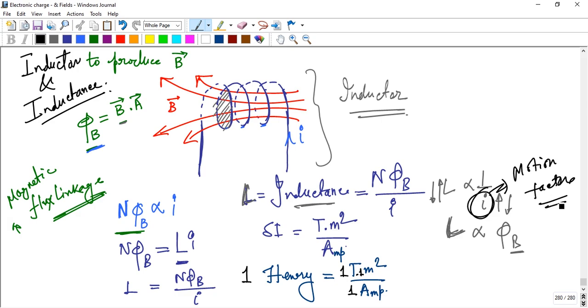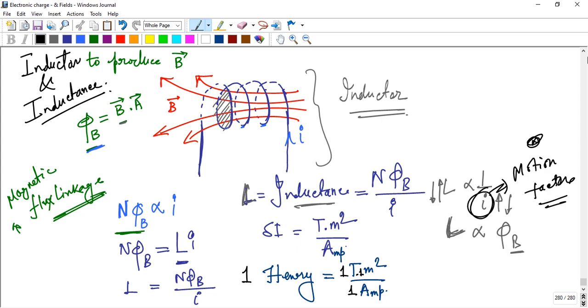In the previous class we discussed when current is generated. When the two coils, or one coil or the bar magnet, are in motion, then the induced current is generated. Otherwise there is no current. That's why another important factor is the motion factor. If they are at rest, there is no current.